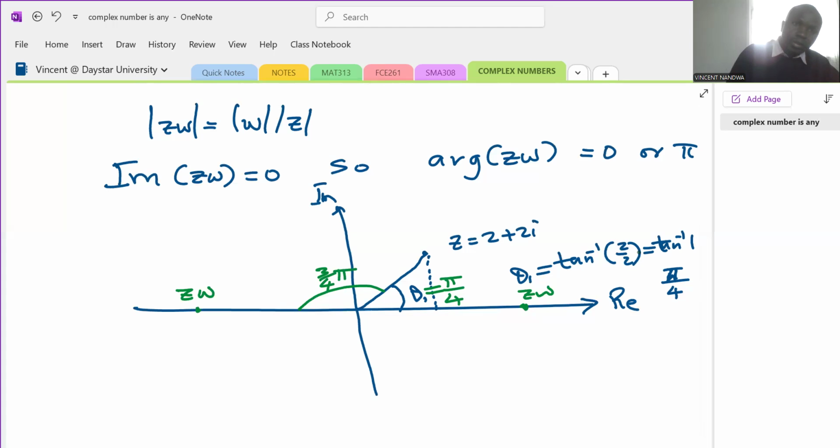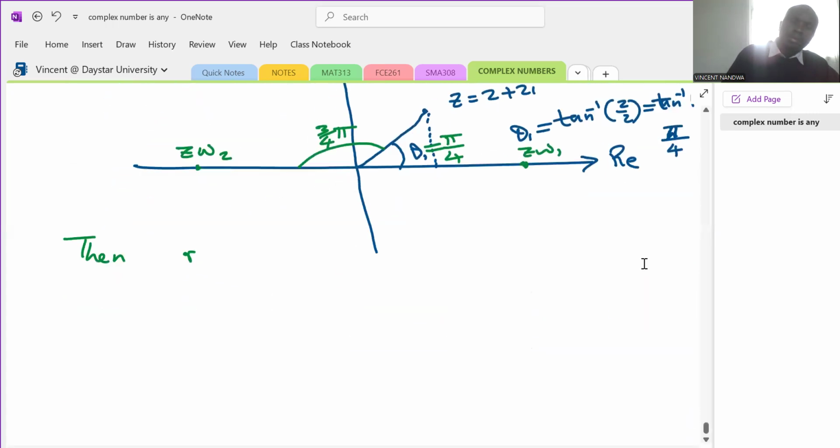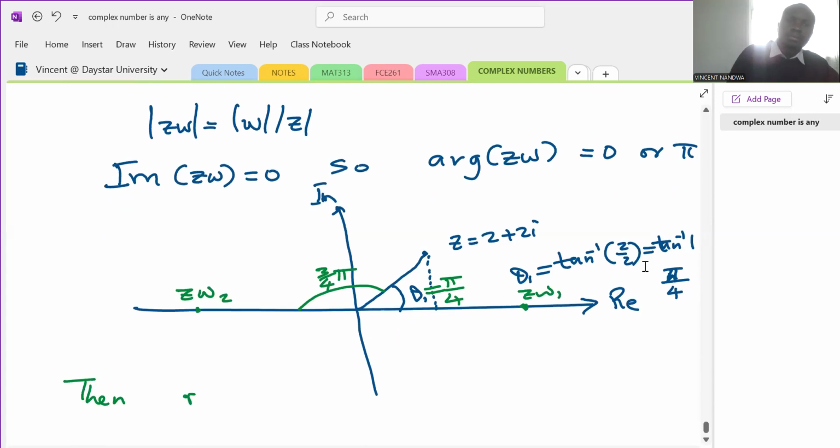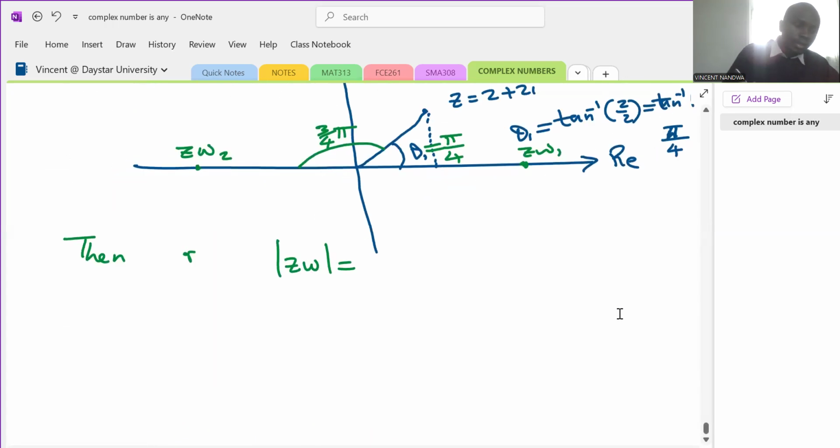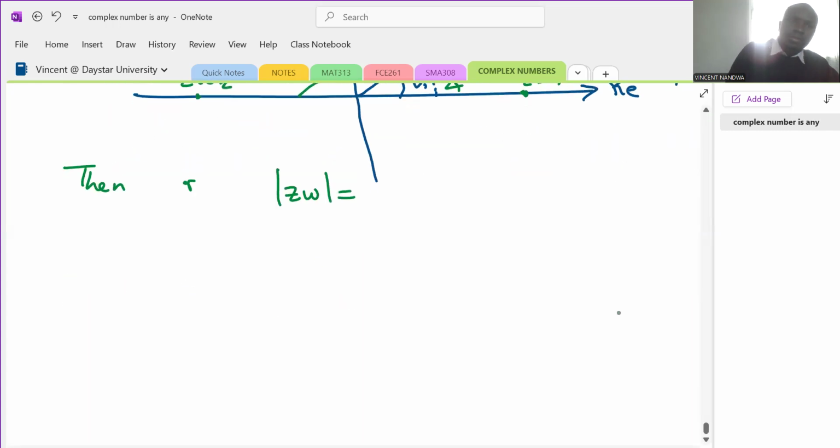So then if we call this one first and this one second, then r, or the magnitude of ZW, which was already given in the question, is 3 times the magnitude of Z. And then we know the magnitude of Z. So the magnitude of Z is given by 2 squared plus 2 squared.